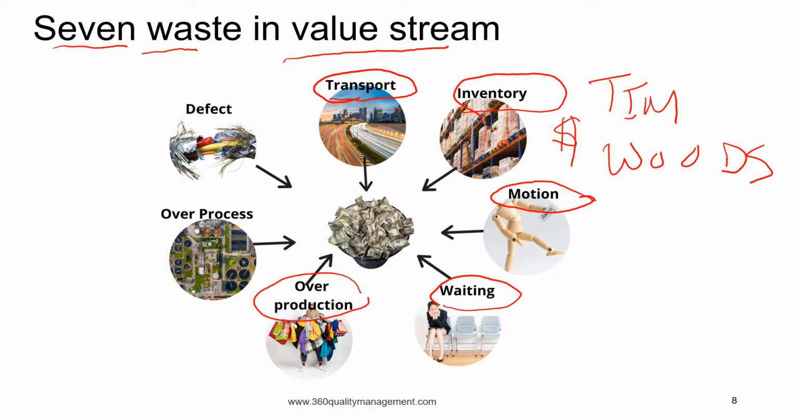The next one is overproduction, where a manufacturing line will produce more than what is required by customers. And overproduction will also create inventory waste. For example, a large lot size in one process could cause inventory waste.